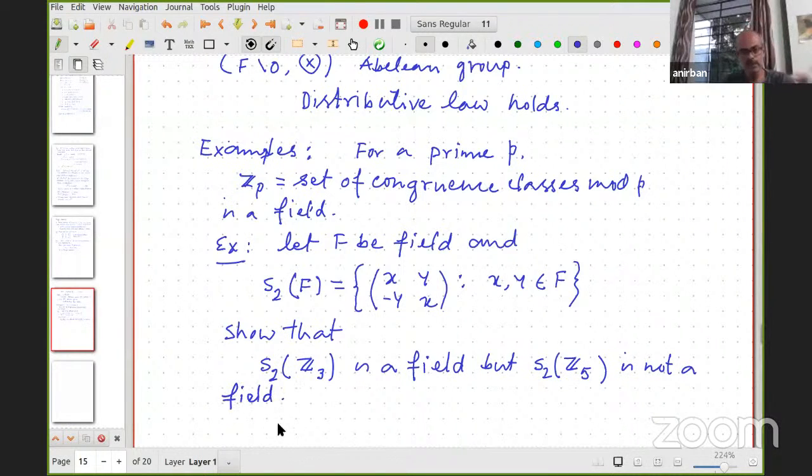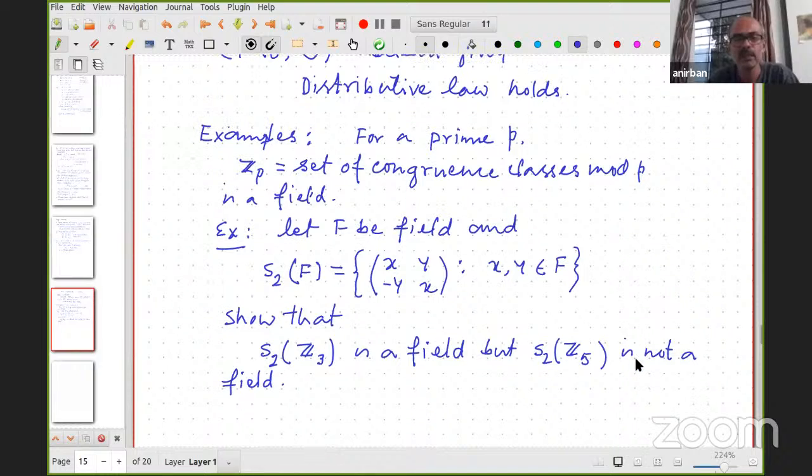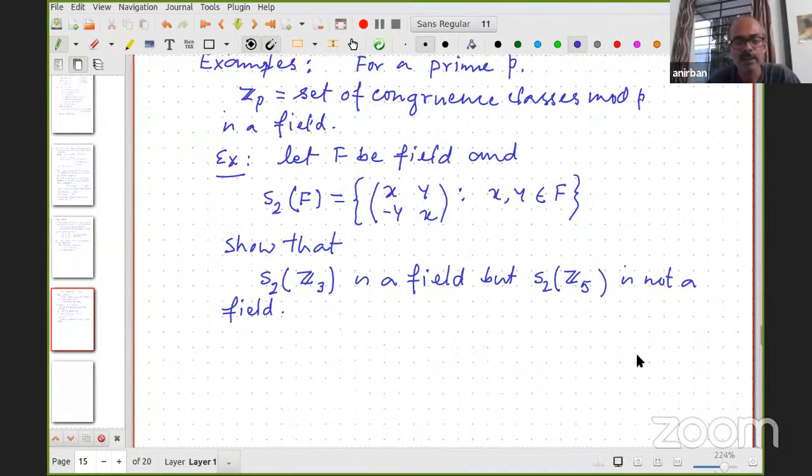So this set is going to form a ring. So the only problem would be in inverting. So the only thing is to check that every non-zero element has an inverse, and that would be possible if you are taking these matrices over Z3, and won't be possible if you are looking over Z5. So that's the thing to be checked.